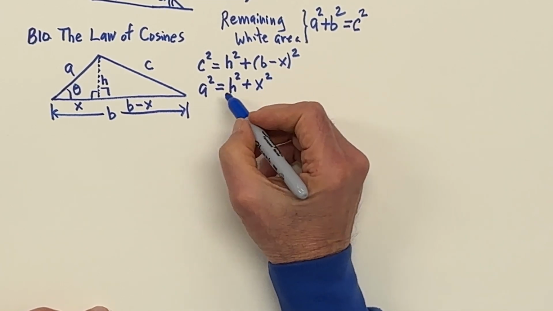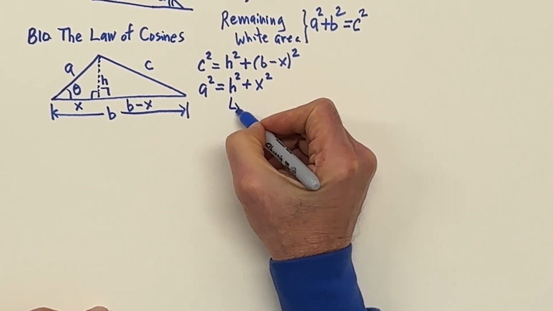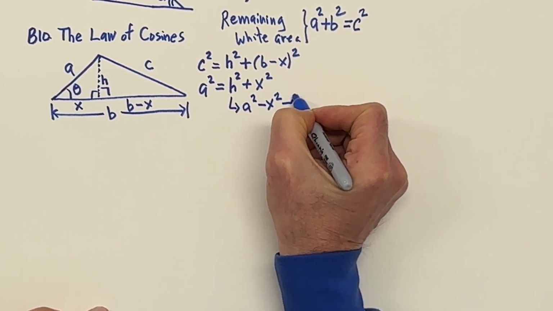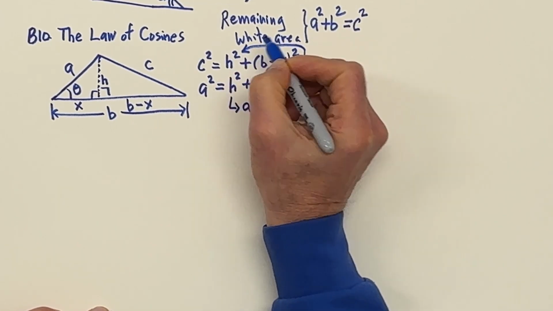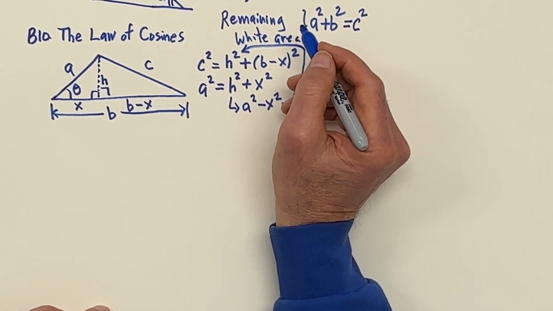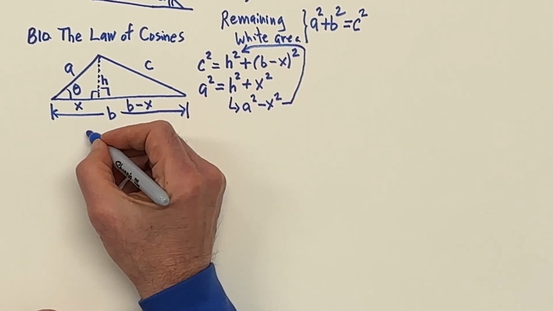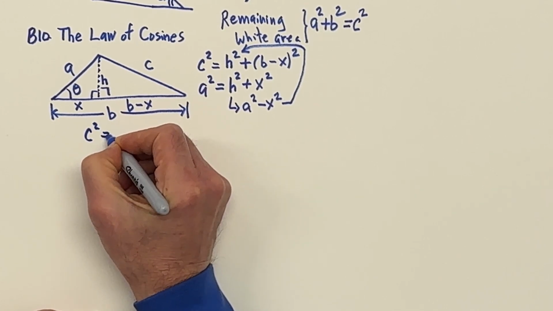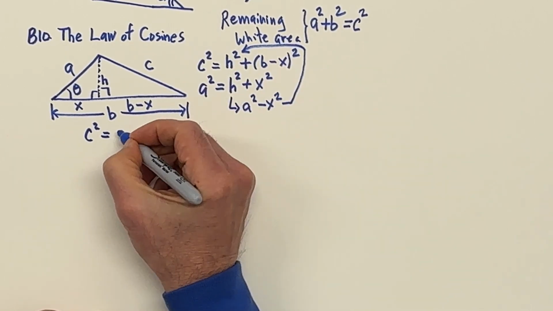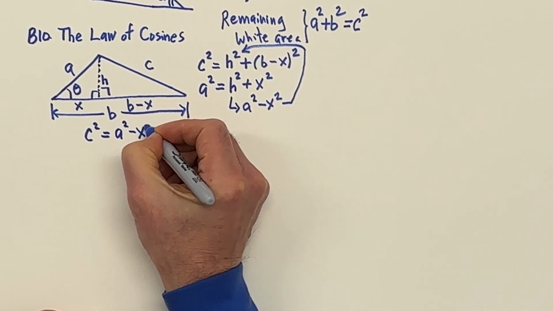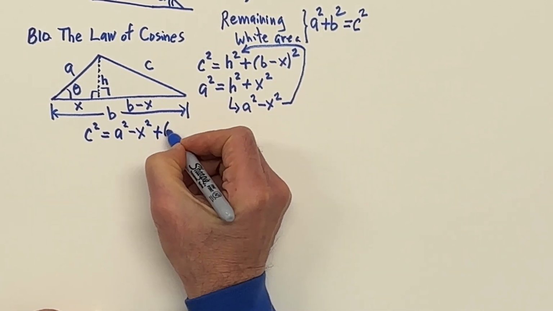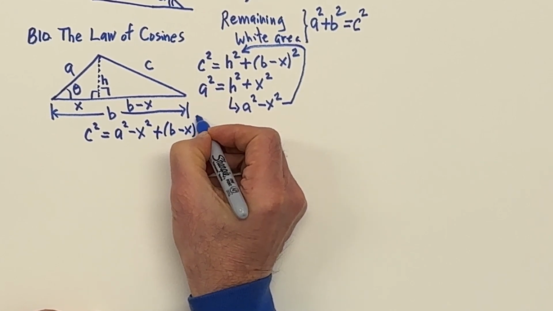Now what I want to do is see what this h squared is going to be: a squared minus x squared, and I want to put that in for this. I want to get rid of that h. So if I do that, then I will get c squared is equal to, substituting for h squared, a squared minus x squared. But I have another piece here. I have this b minus x squared.